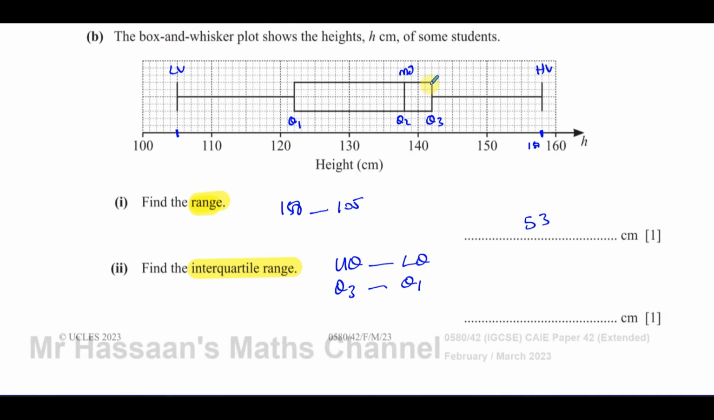So the upper quartile is going to be given by this value over here. So this is 140, and each of these is worth 1, so that's 142 minus, and the lower quartile is going to be this value over here, which is 122. So the answer here is 20 centimeters. That is the interquartile range of this data. It tells you how spread out the data is in the middle 50% of the data.